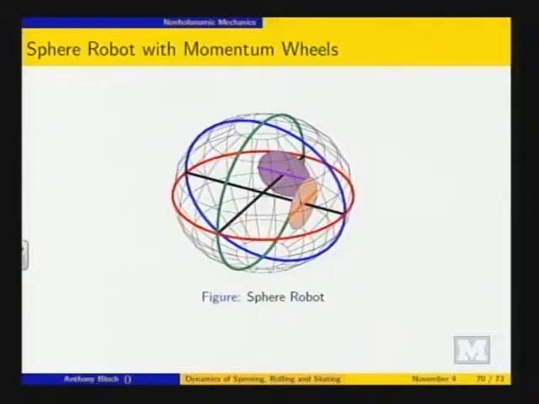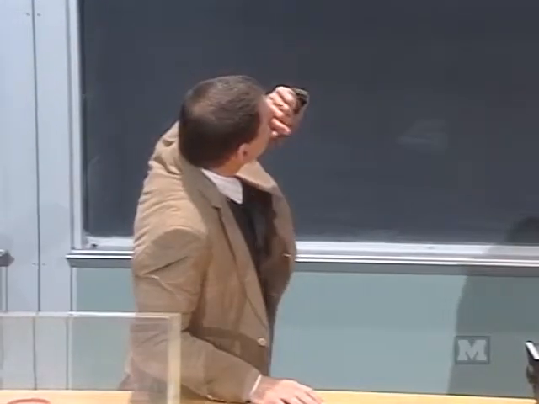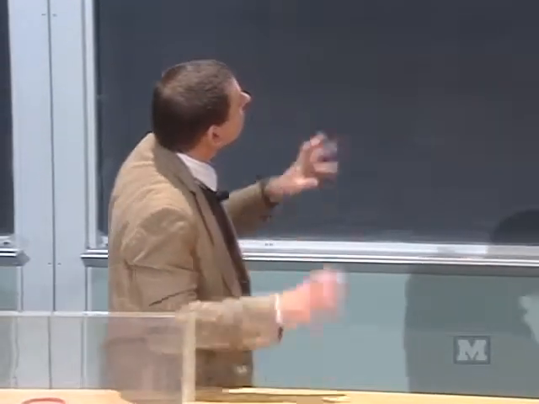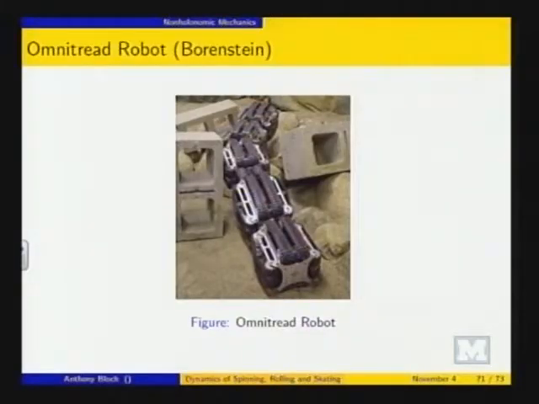So if you want to go into some complicated terrain or something like that, this thing rolls along, and then it can take photographs once it makes itself upright. Anyway, he constructed this, and it's quite complicated, but it actually works. So you just turn these wheels around. You can roll your robot any way you want. So this is an Omnitread robot, actually.